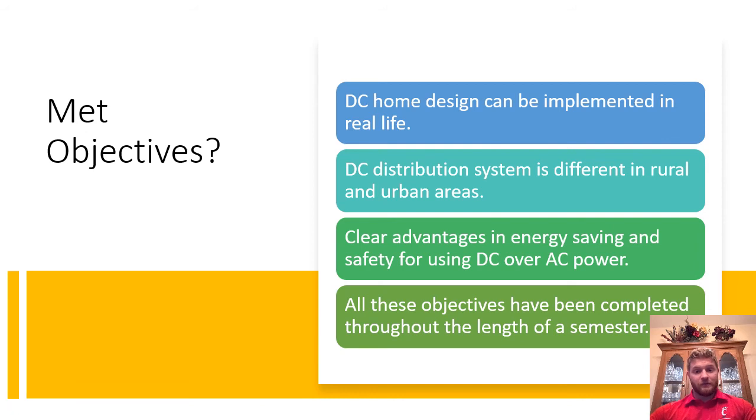Well, I think so. The DC home design can be implemented in real life. The DC distribution system is different in rural and urban areas, and also there's room for improvement on that part. There are clear advantages in energy saving and safety for using DC over AC power, and all of these objectives have been completed throughout the length of this semester.